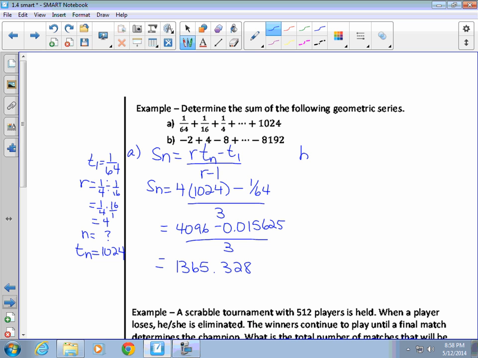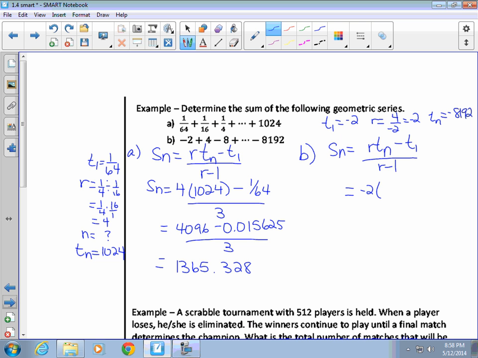Okay, so B. I know my first term is -2. My R is equal to 4 divided by -2, so it's -2. And my last term is -8192. So my formula, R times the nth term minus the first term, all over R minus 1.